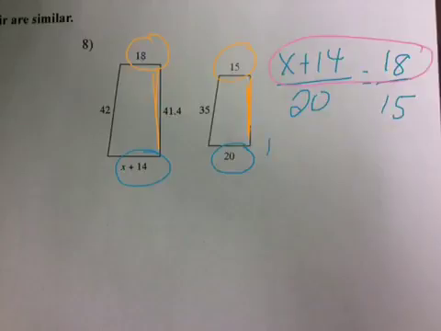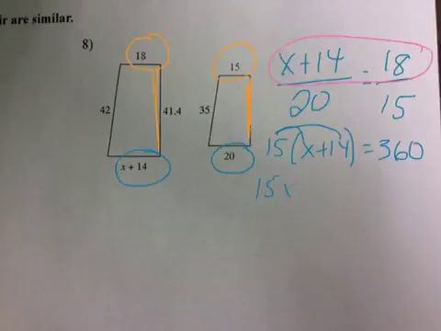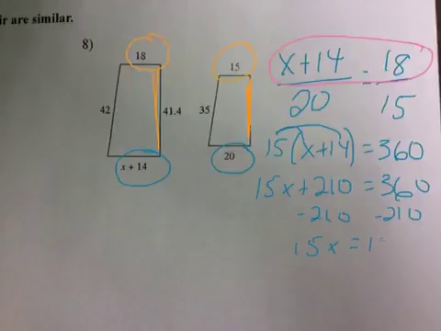All right, then we cross multiply. So 15 times x plus 14 equals 18 times 20, which is 360. Now I'm going to distribute. So I have 15x plus 210 equals 360. Subtract 210. So 15x equals 150. And then divide both sides by 15. So x is 10. That's the end of the video.